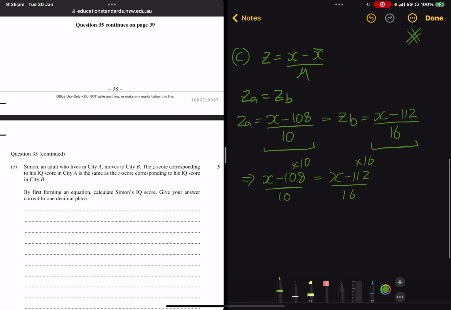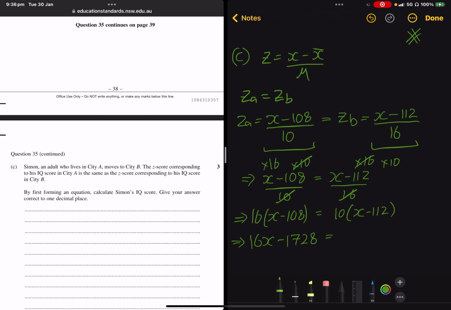Notice this is an equation only with x as an unknown. So 10 cancels, 10 cancels, 16 cancels, 16 cancels. 16 in front of x minus 108 is equal to 10 in front of x minus 112. We could expand these. We'll get 16x minus 16 times 108. That's 1,728, is equal to 10x minus 10 times 112.